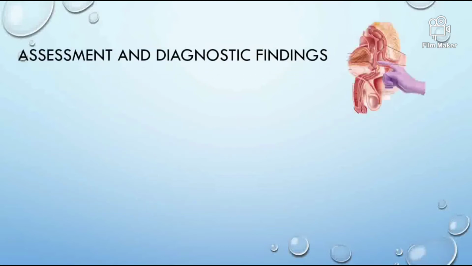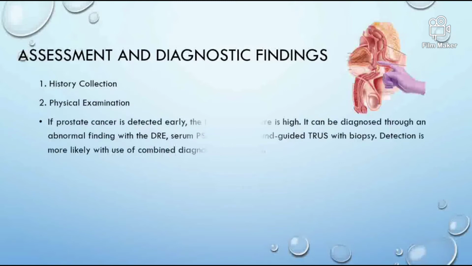So the assessment and diagnostic findings are history collection and physical examination. If prostate cancer is detected early, the likelihood of cure is high. It can be diagnosed through an abnormal finding with DRE, serum PSA, and ultrasound-guided TRUS with biopsy. Detection is more likely with the use of combined diagnostic procedures.